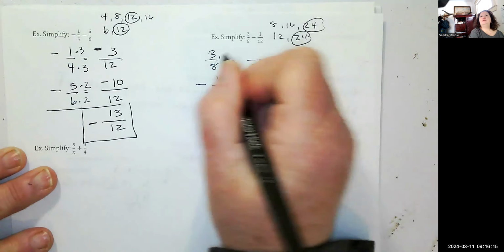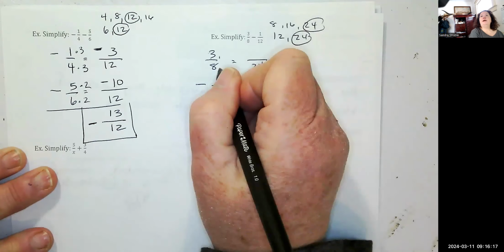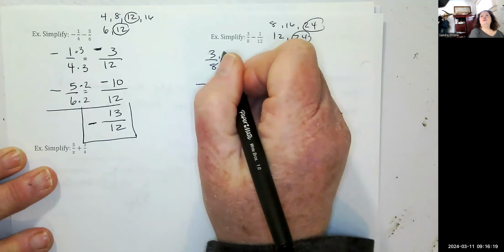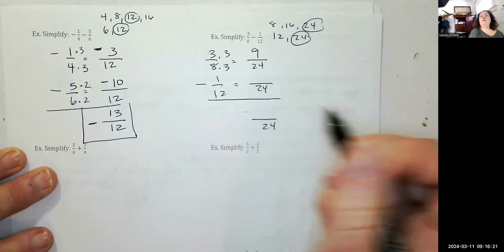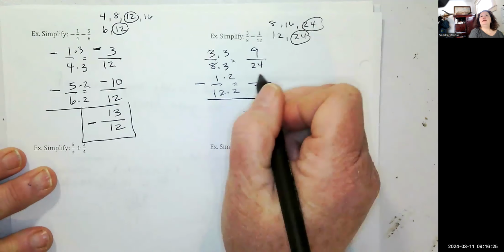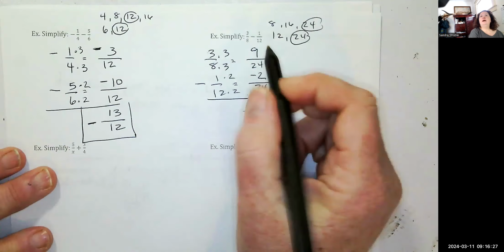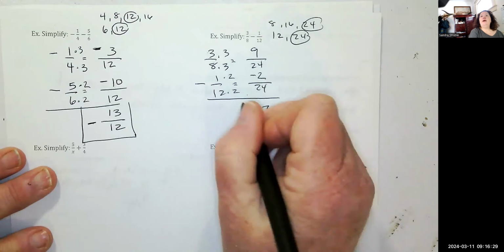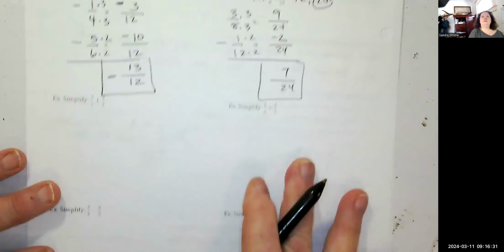8 times 3 was 24, so 3 times 3 is 9. 12 times 2 is 24, so negative 1 times 2 is negative 2. 9 minus 2 is 7. And that is my answer.